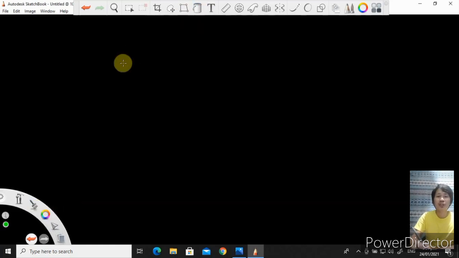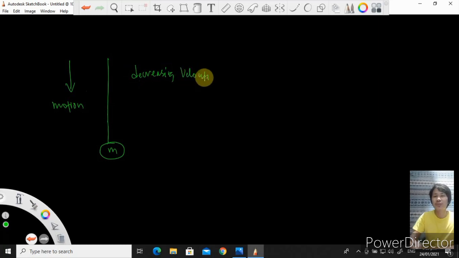Let's say same object is being lowered by a cord. Being lowered on a cord. Same object is being lowered on a cord. But this time, ito yung motion pababa. But this time, hindi constant yung velocity. Instead, decreasing velocity. Ayun. Okay? An object is being lowered on a cord at a decreasing velocity.